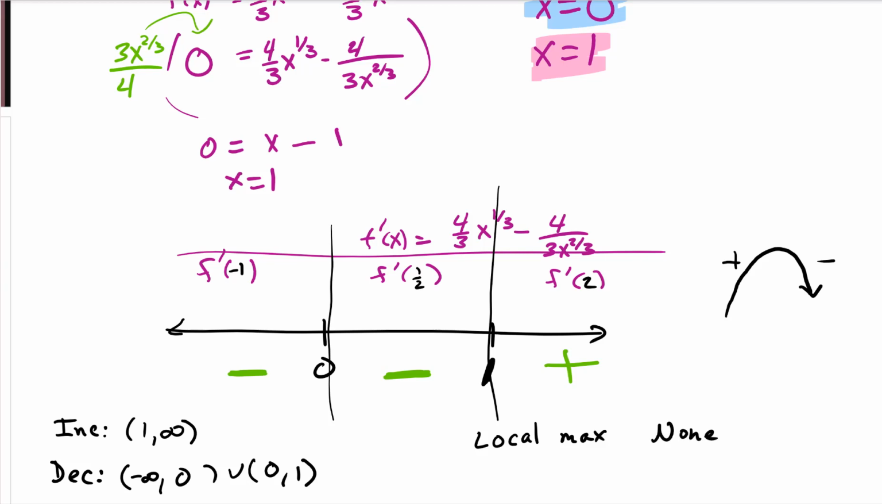So what about local mins? Well, local mins, that's when you have it going from negative to positive, right? And we do have one, and that happens right there at 1. Right there, we went from negative to positive. So let's pop in that 1, and we can say that at f of positive 1, we have our local min.